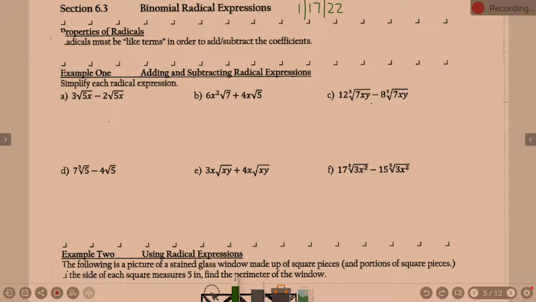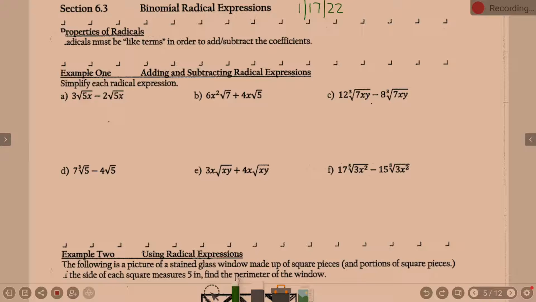Lesson 6.3 is all about how we add and subtract radicals. We still have to be able to multiply and divide radicals. In fact, we're still going to be doing a decent amount of multiplying radicals here. But the big thing is now, how do we add and subtract those radicals? So, notice what it says up there.